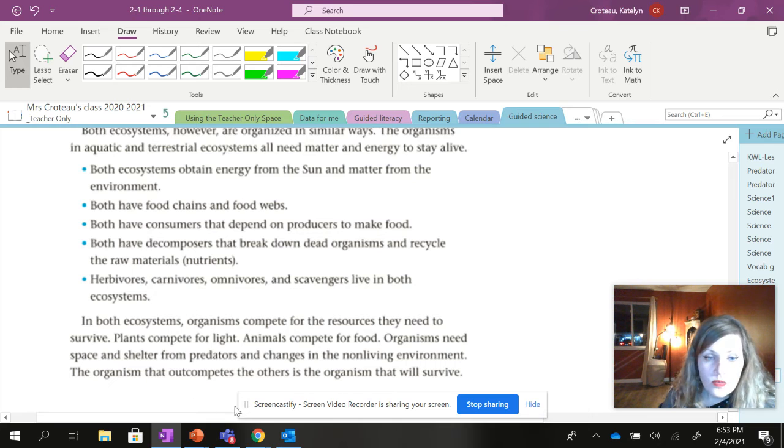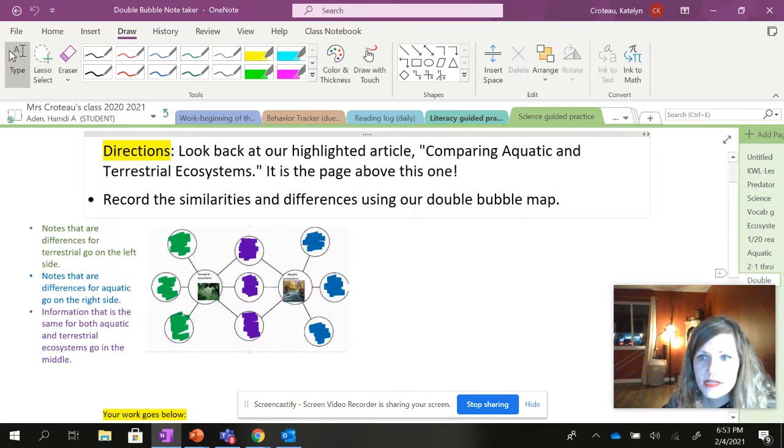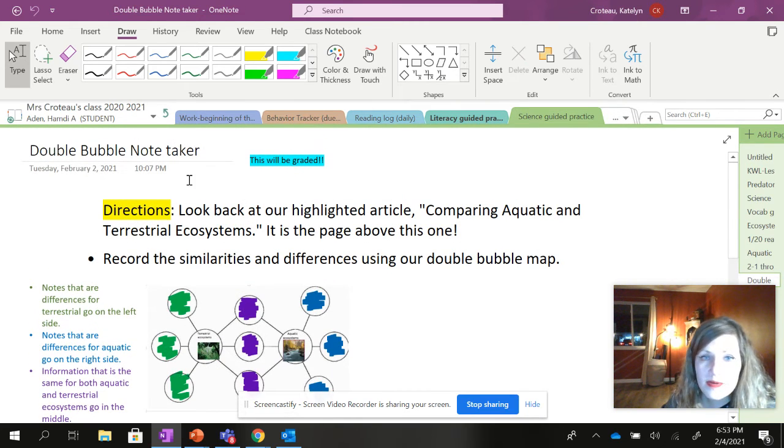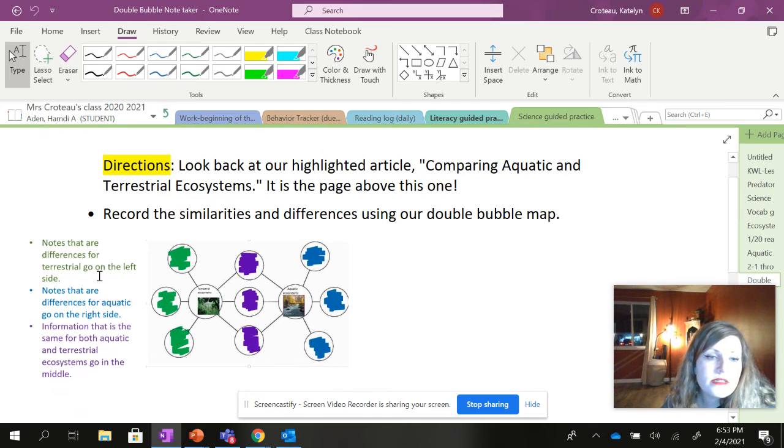Now, when you get into your double bubble note taker, which is the page below this one on your guided science tab, I believe, how did I label it? Let's find out. Aha, double bubble note taker, here it is. Okay, now, you're going to look back at the article we just looked at. You're going to record the similarities and differences.